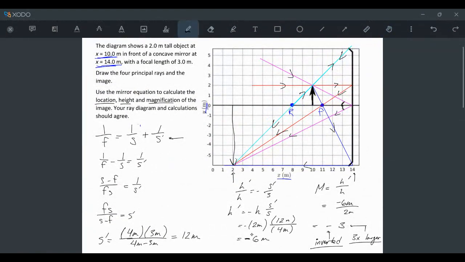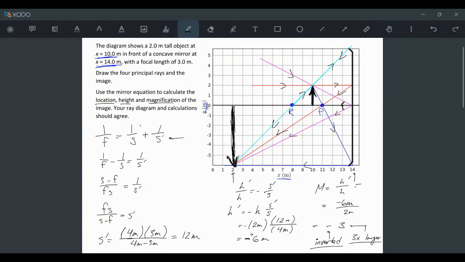So notice here that an object that was 2 meters tall, 2 units on our grid space, is high. This image is 3 times larger, which is a good 6 meters, right? So it's clearly 3 times bigger. But if you look at where the arrowhead points, it's pointing downwards. The entire image is below the x-axis, while we had the entire object above the x-axis. So it's gotten 3 times bigger. It's also been flipped. So that's the interpretation of minus 3.